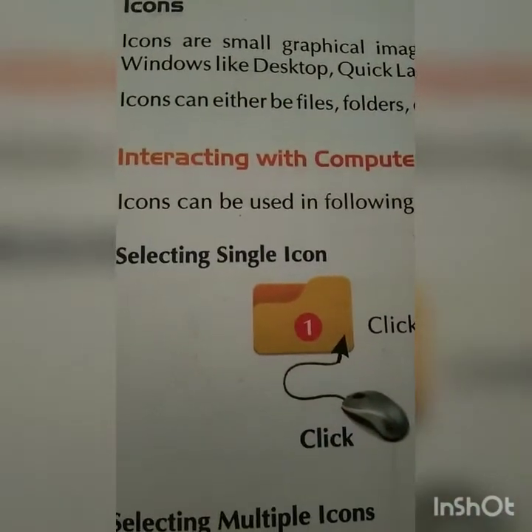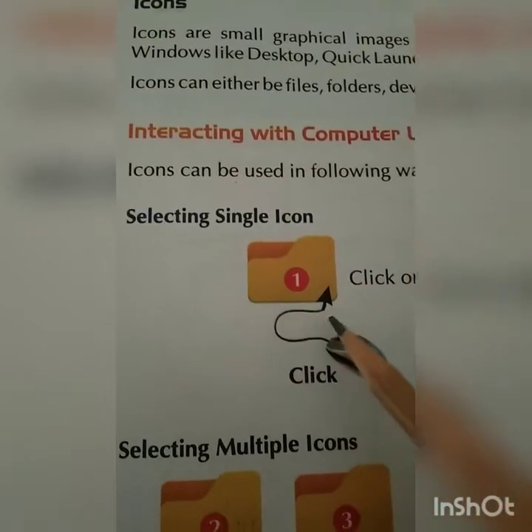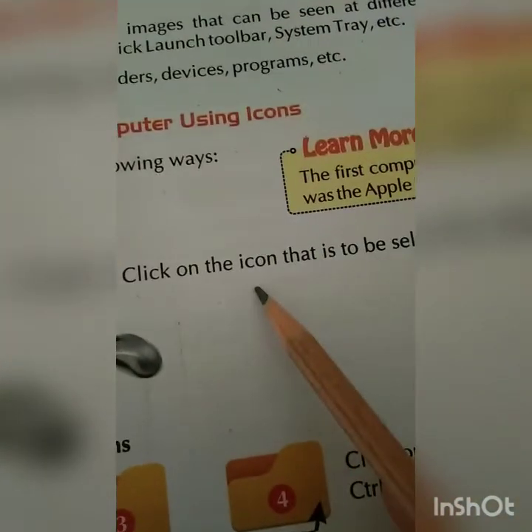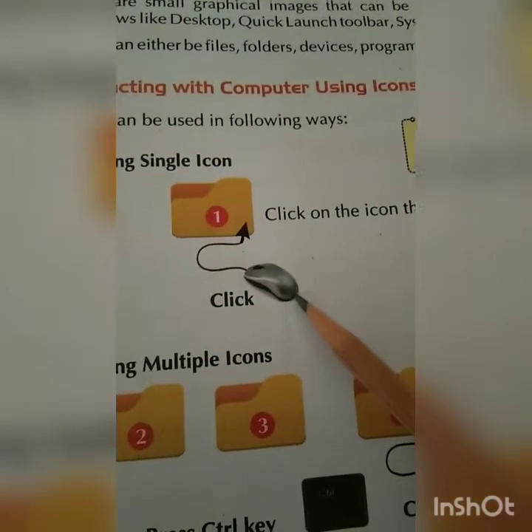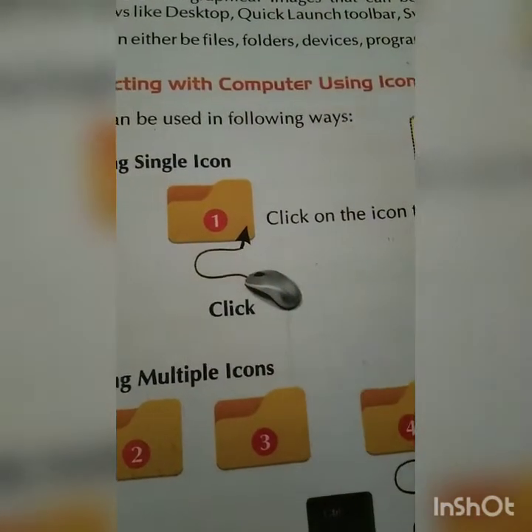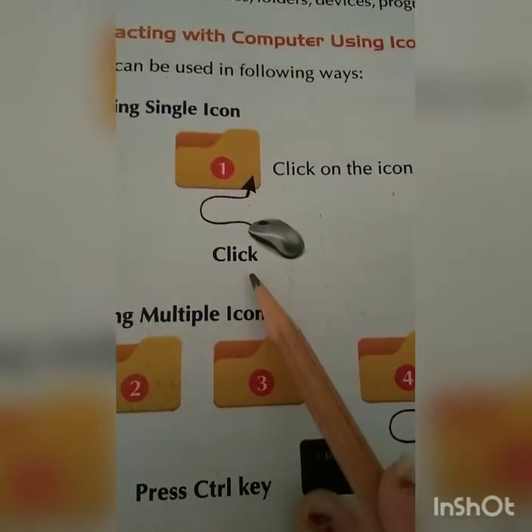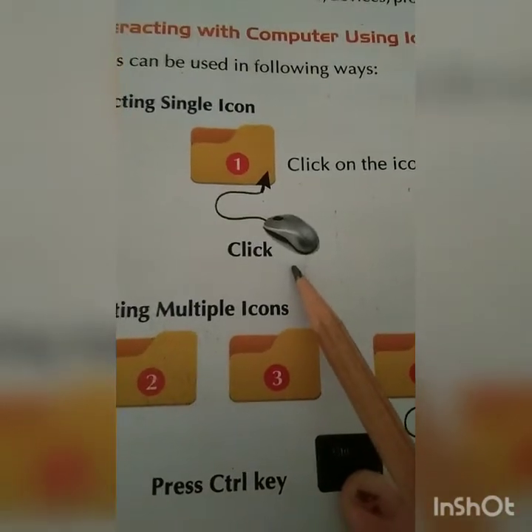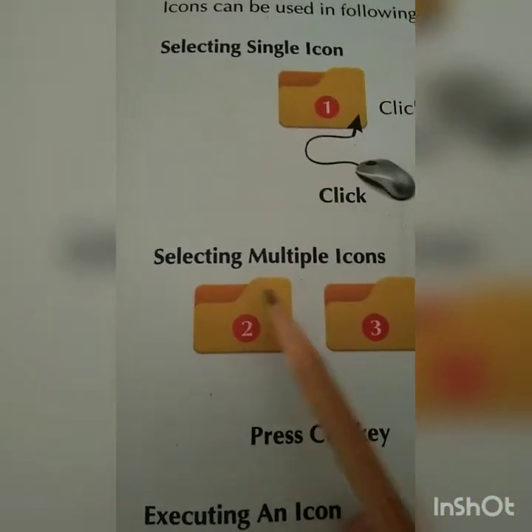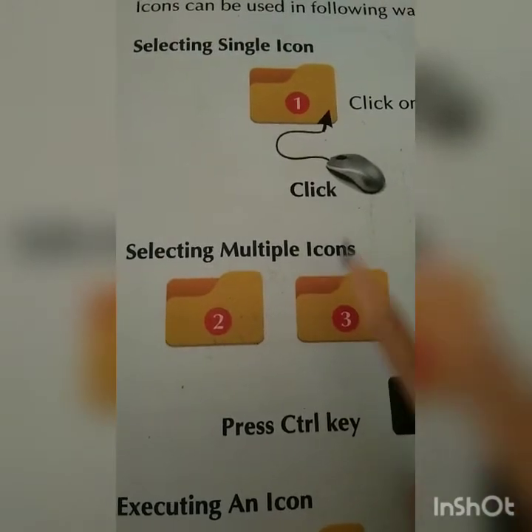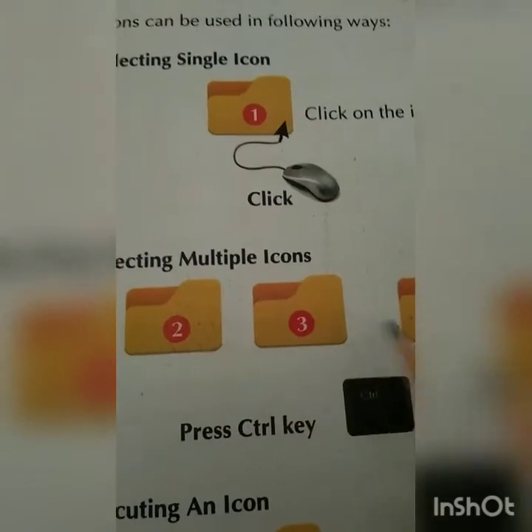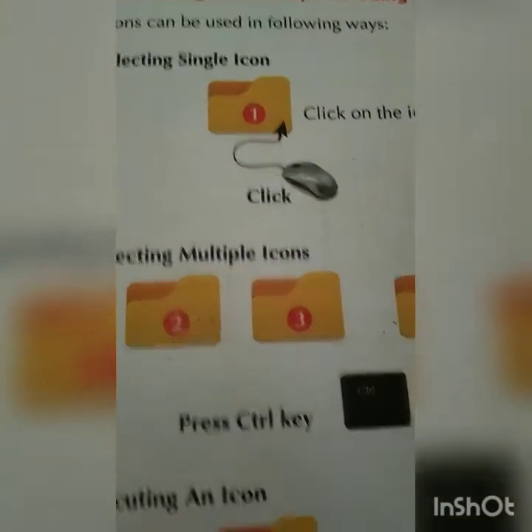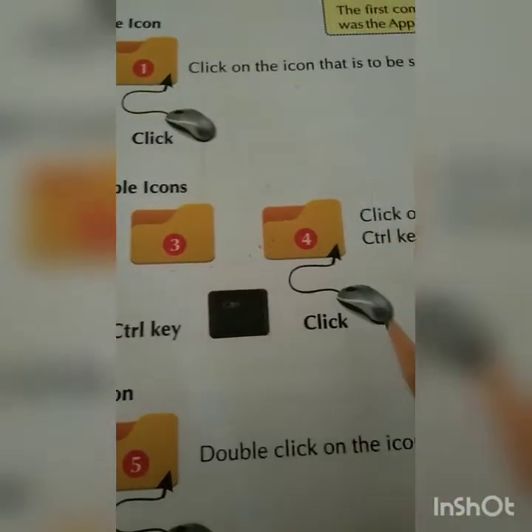Here you are using one icon. So the single icon we are going to learn first. Icons can be used in the following ways. This is the single icon. Selecting any single icon: click on the icon with the help of the mouse to select it. So first you have to select any single icon by clicking it with the help of the mouse. And the second one is selecting multiple icons. For example, you want to select 2-3 icons, 2-3 programs, files, or folders. Here you are selecting 4.